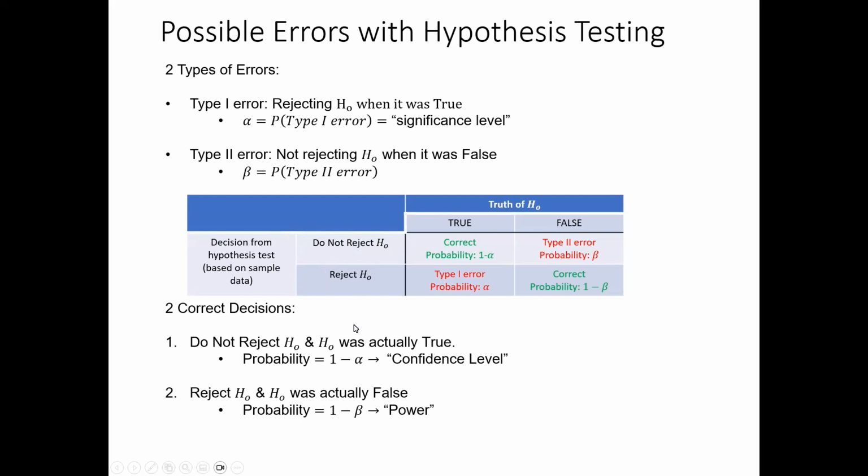The flip side of that is that we end up making the right decision. So in our thought experiment, again, if the null is true and we do not reject it, then the probability of this is going to be 1 minus alpha, and we call that the confidence level. And if in our thought experiment the null is false, we would want to reject it, and that would be the correct thing to do. And the probability of that is 1 minus beta, and we call that the power. And we're going to talk more about this in a minute, because that's the topic of today.